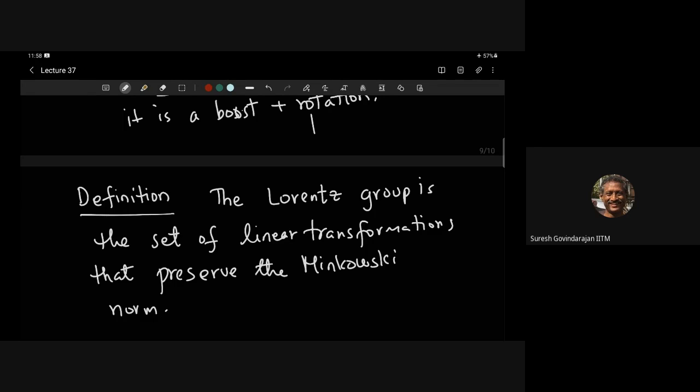And it implies predictions to check in experiments, which we have checked. At least terms of order v squared by c squared, I think we have done experiments which have checked even those terms. Okay. So any other question?